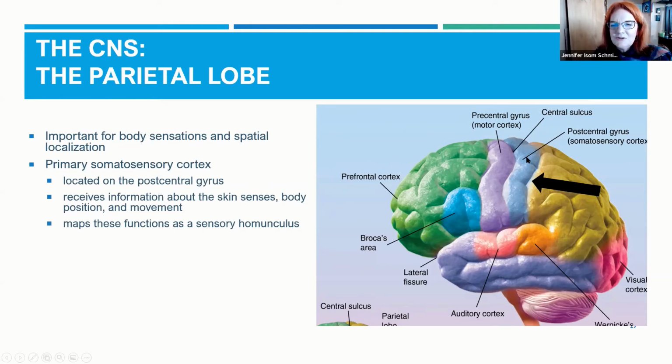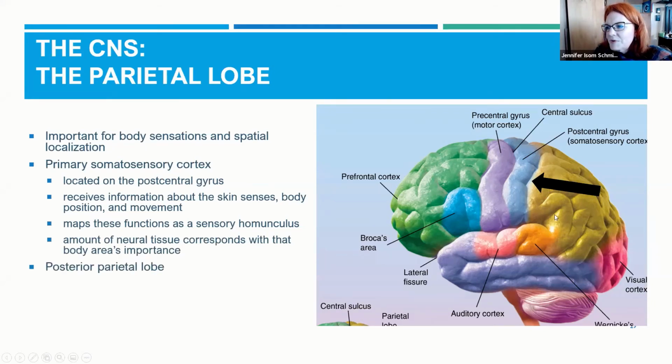Some people have said it looks sort of demonic. It's kind of strange. But if you go on the website, I think there's a picture of the two homunculi. There's one for the motor cortex and one for the somatosensory cortex. But again, the primary somatosensory cortex receives information about your body senses, where you are in space, position, and movement. Okay. The rest of the parietal lobe does a lot of other stuff.